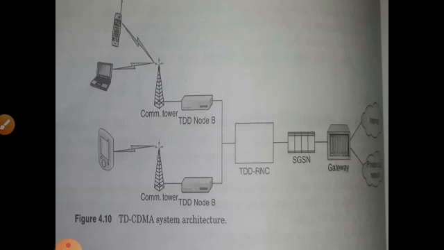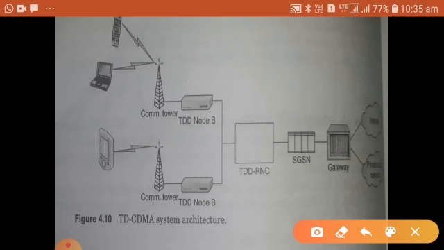And this is the TD-CDMA system architecture. In your textbook they are not giving any reference line, so just make a note. So this is the communication. These are the communication towers which can be used for both uplink and downlink, and we are using two node B stations, that is TD node B stations, and this will be the TDD RNC.